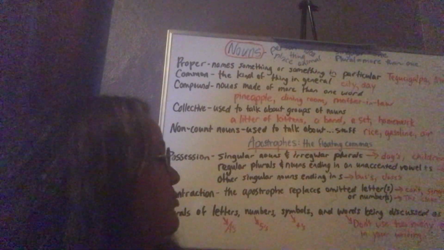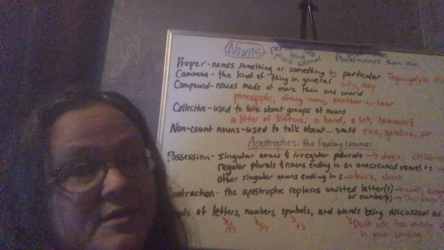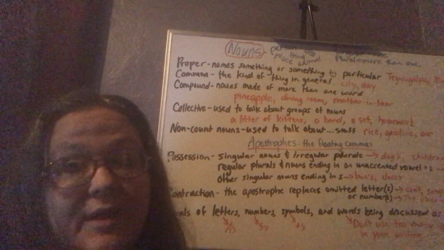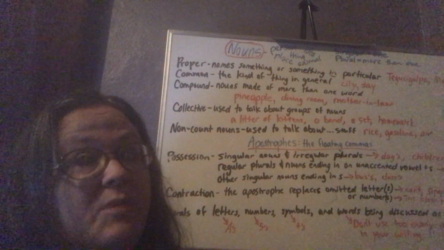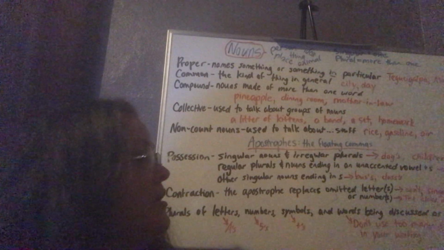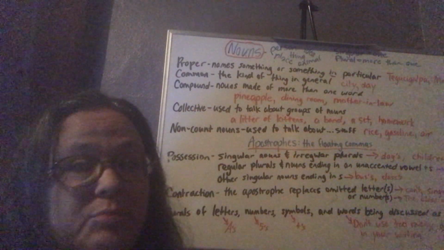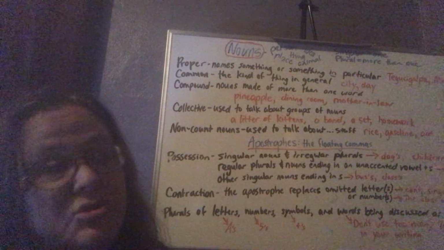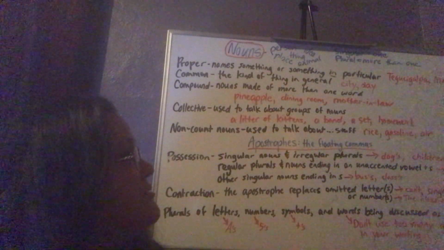So here's an example. Don't use too many ands in your writing. I'm talking about the word and. Since I'm talking about it as a word and not using it as a conjunction, then you can make the plural with apostrophe S. In fact, you should make the plural with apostrophe S.